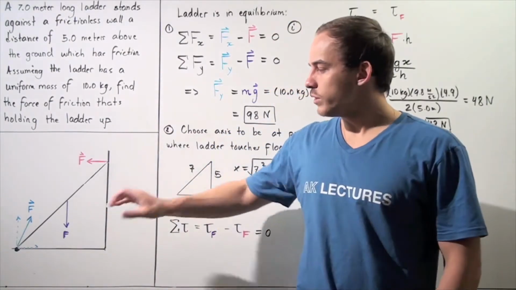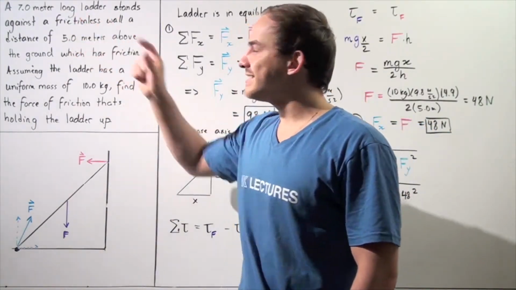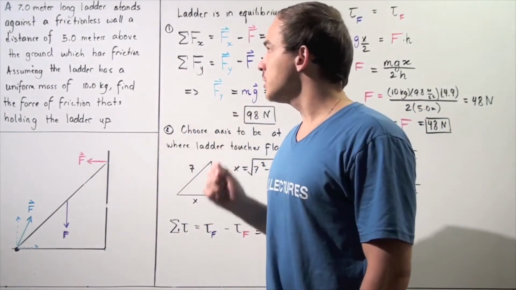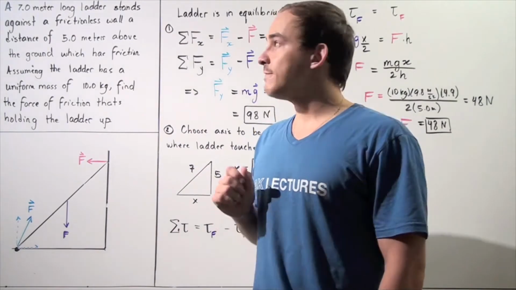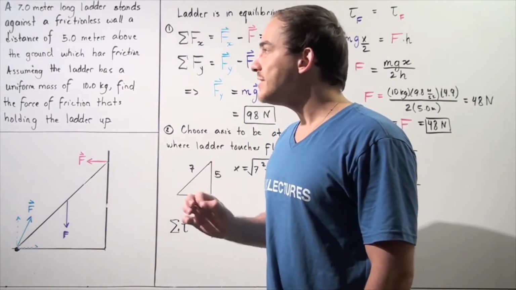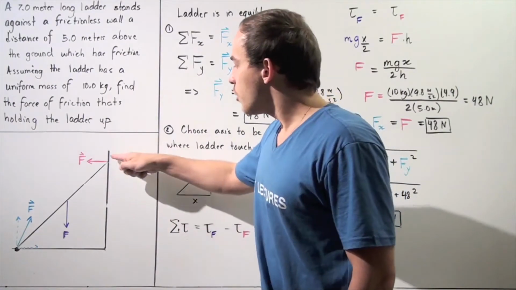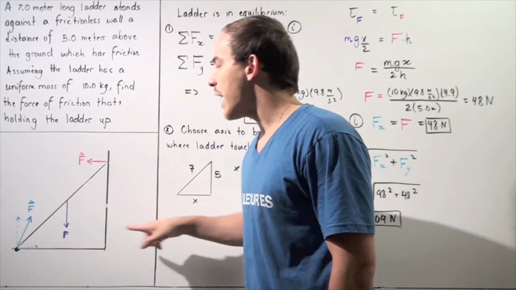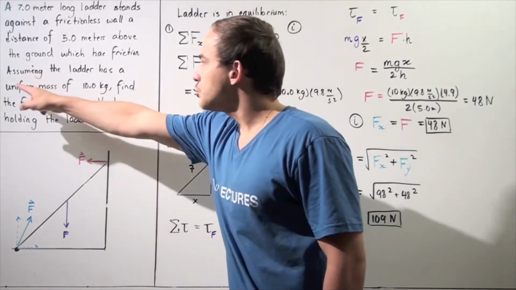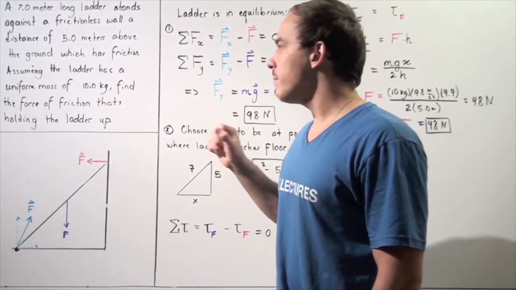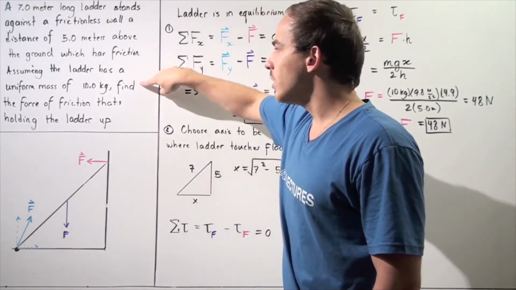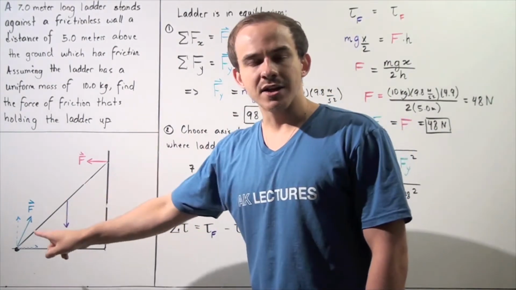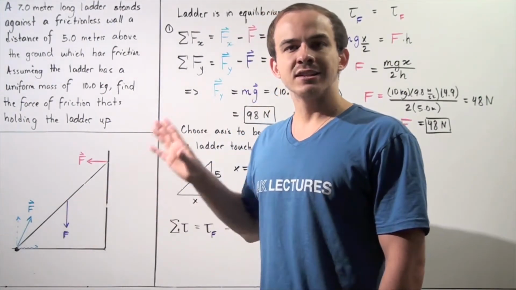So let's look at the following situation. Let's suppose we have a 7-meter long ladder that stands against a frictionless wall a distance of 5 meters above the ground, which has friction. So the wall against which our ladder is resting is frictionless, but the ground has friction. Assuming the ladder has a uniform mass of 10 kilograms, we want to find the force of friction that's acting on the ladder that's actually holding that ladder up.